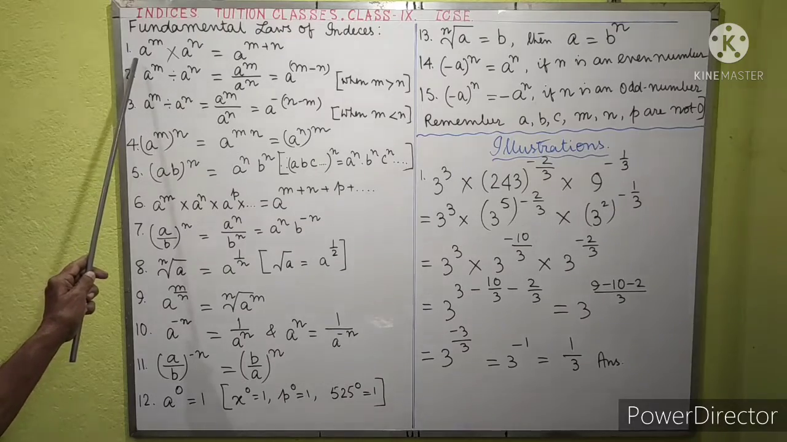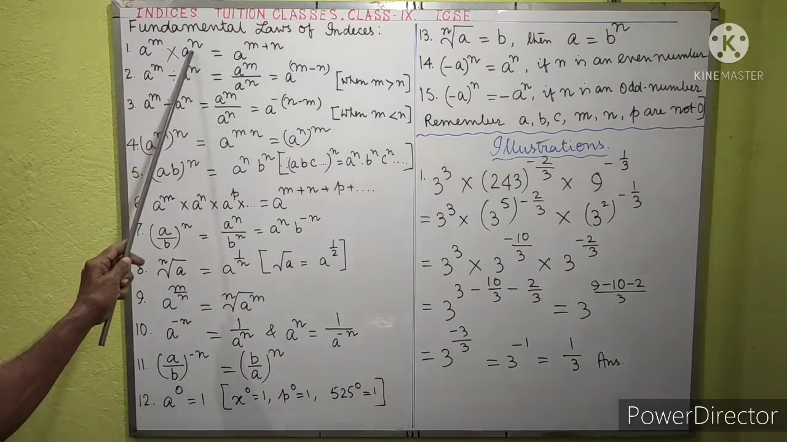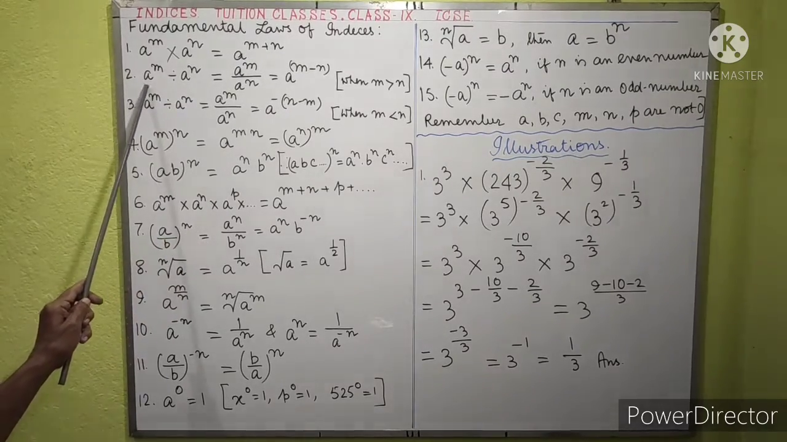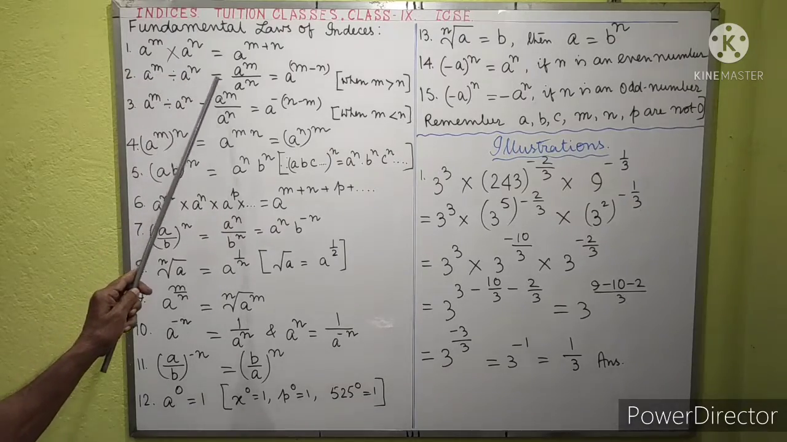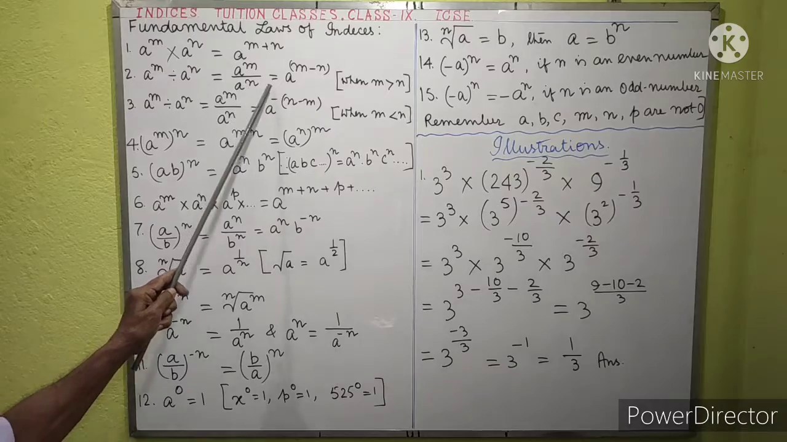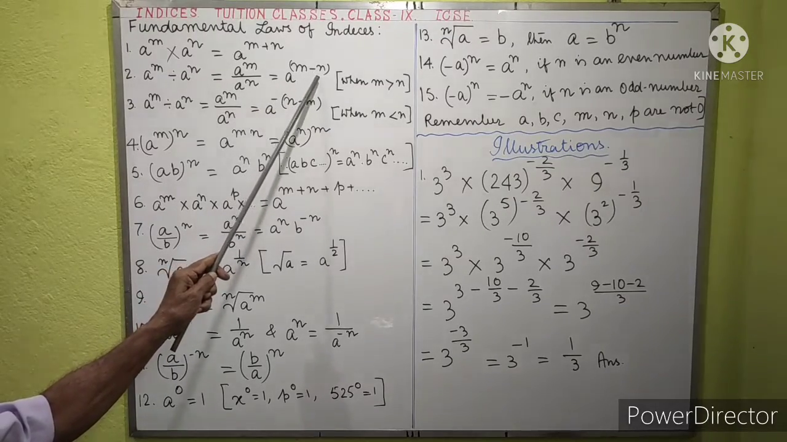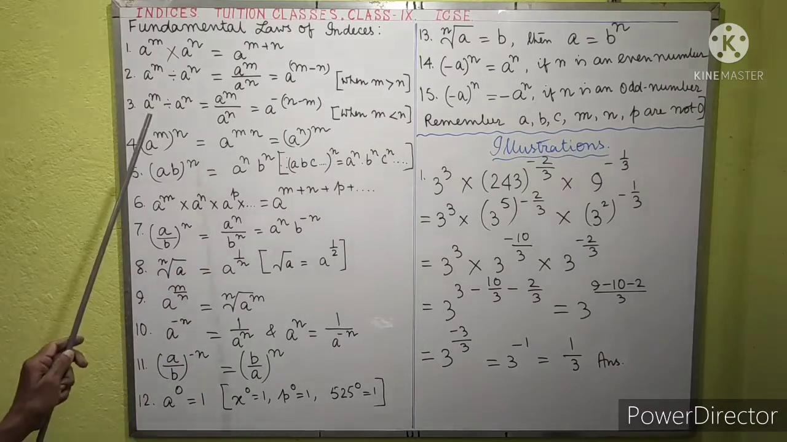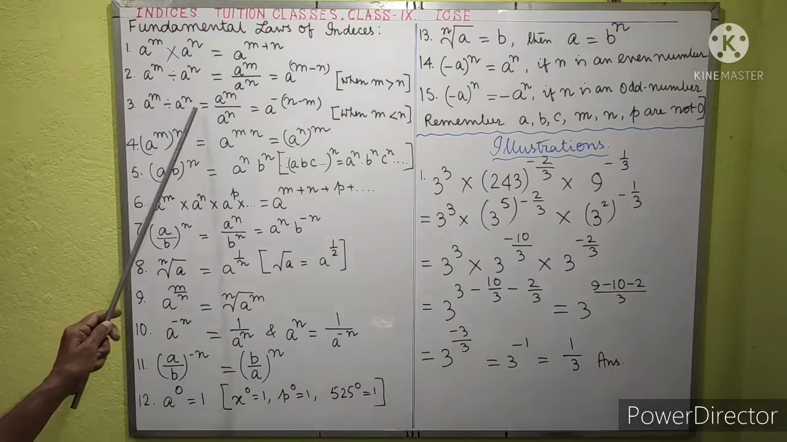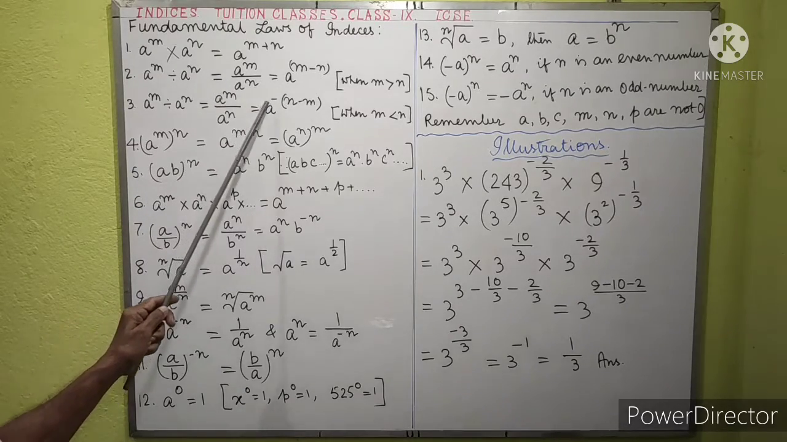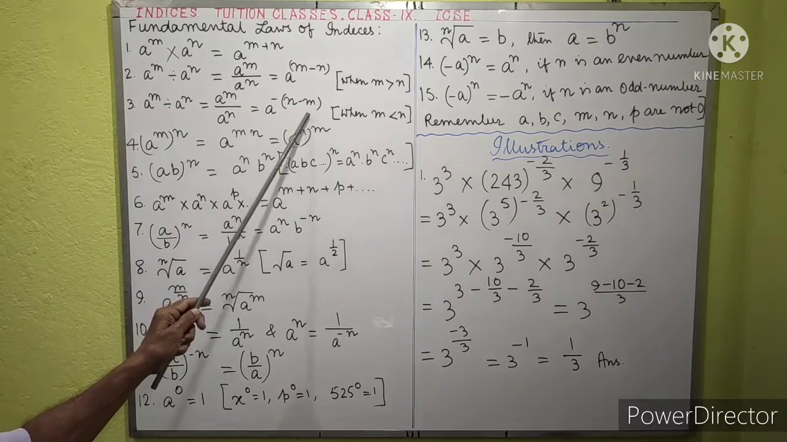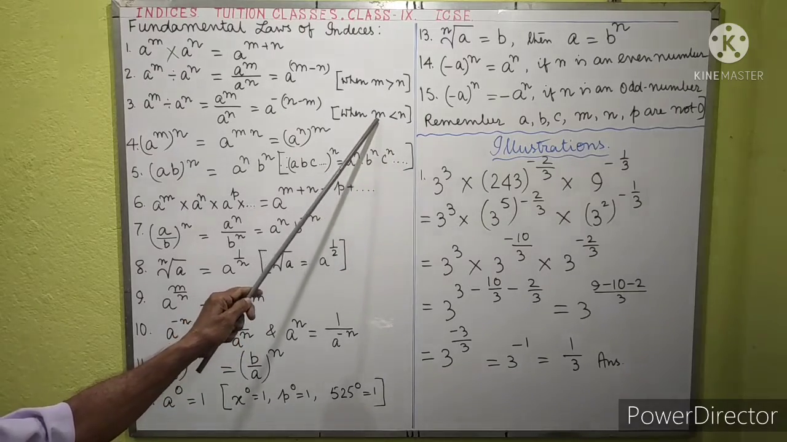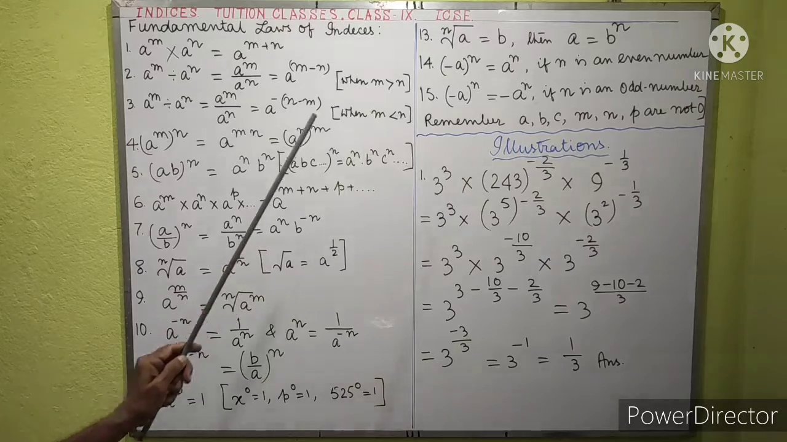The first one is a to the power m into a to the power n equal to a to the power m plus n. Second is a to the power m divided by a to the power n equal to a to the power m minus n, when m is larger than n, that is m is greater than n. Again, a to the power m divided by a to the power n equal to a to the power minus of n minus m, when m is smaller than n.